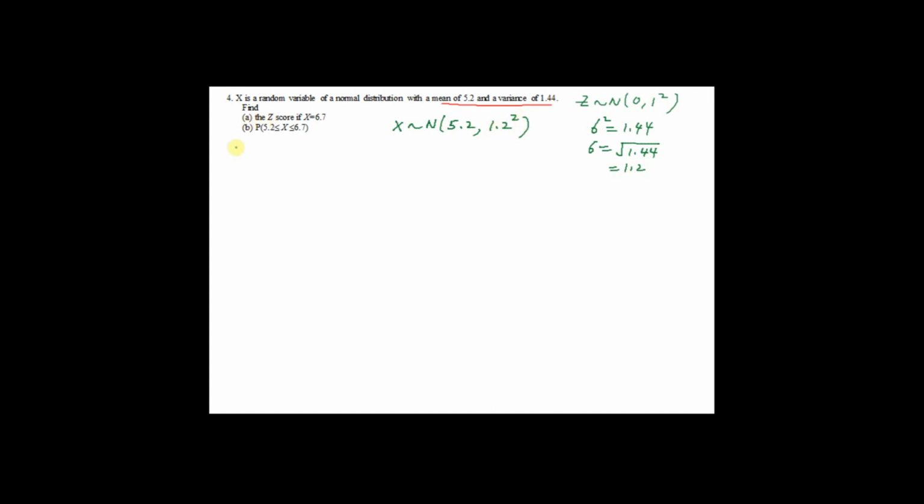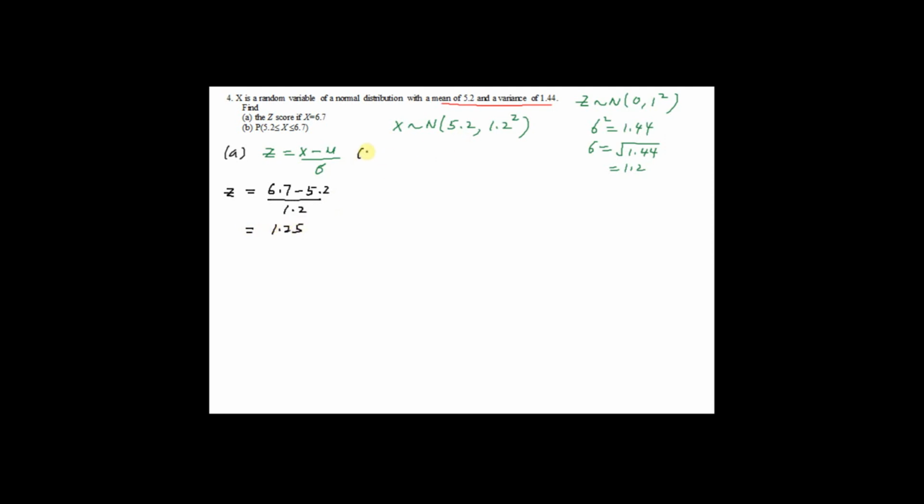So for part A, we have to find the z score if x equal to 6.7. So remember, to convert to z score, we have this relationship, that is z equal to x minus mean over the standard deviation. So now we have to find the z-score given x equal to 6.7, the mean is 5.2, and your standard deviation is 1.2. This will give you a z-score of 1.25.